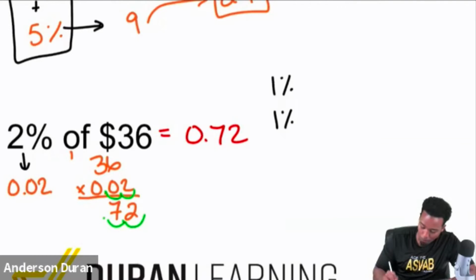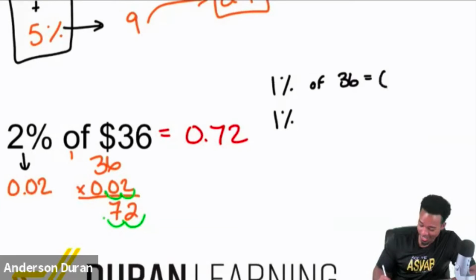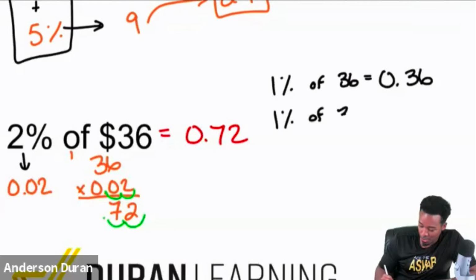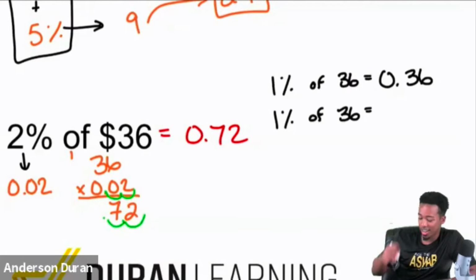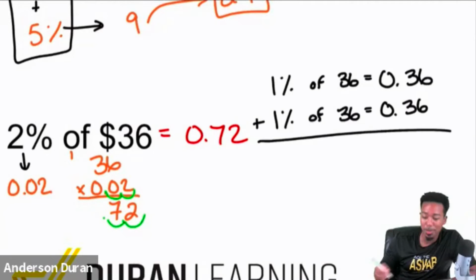So if I did 1% of 36, everybody, what's 1% of 36? What is that going to be? Devin, I believe you meant a decimal place. 0.36, right? That'd be 0.36. And so if we just doubled up to get 2%, this is happening in your head, you can really think about it like this. You are allowed to be creative in math.